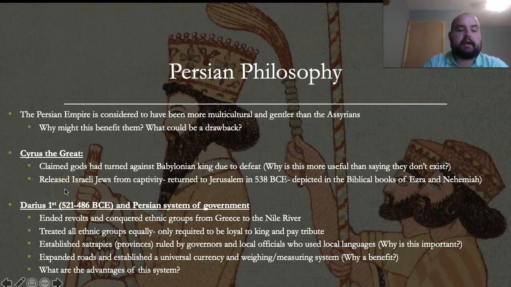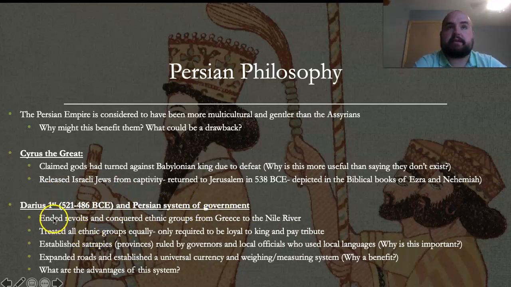Also, Cyrus is credited with having released Israeli Jews from captivity that they had been in under Babylon. They returned to Jerusalem in 538 BCE, roughly, which is, again, for biblical historians, depicted in the biblical books of Ezra and Nehemiah. However, one of the most famous and well-loved of all Persian rulers was Darius I, who firmly established the new Persian system of government.